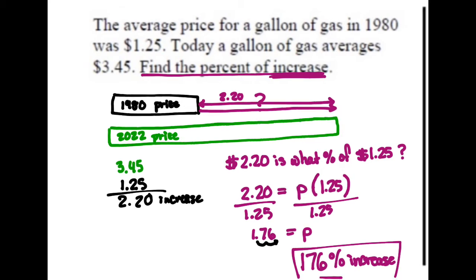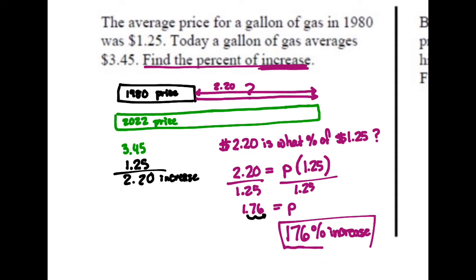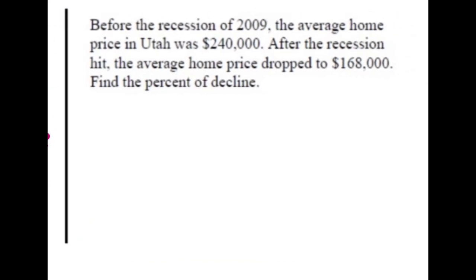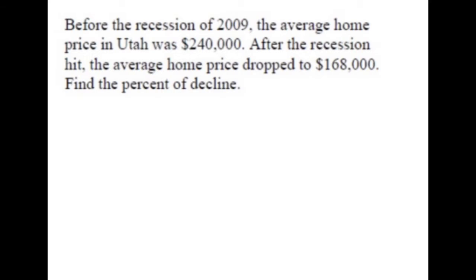Okay, let's do the next one. And I missed that one because it was too low on my screen. Okay, next one. Before the recession of 2009, an average home price in Utah was $240,000. After the recession, the average home price was $168,000. And don't we wish that was today again, right? Okay, this time we want the percent of decline, or another way of saying that is decrease, right? Anything that means it went down.